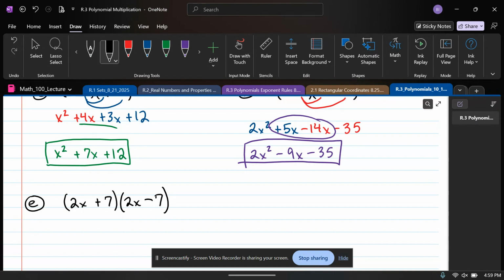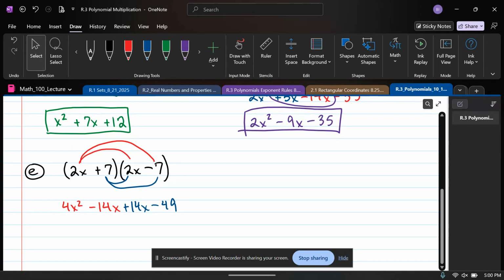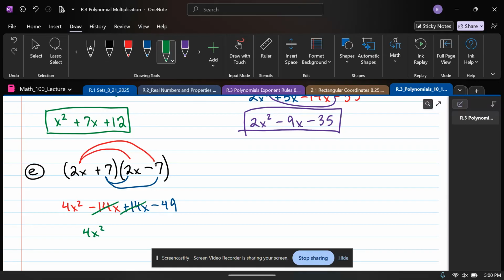2x plus 7 times 2x minus 7. Is that any different than example C and D? Not really. 2x times 2x, then times the negative 7, so that'd be negative 14x. Then we multiply by the positive 7. It's a positive 14x and a negative 49. What happens in the middle there? They cancel out. That's nice. Just gives you 4x squared minus 49.